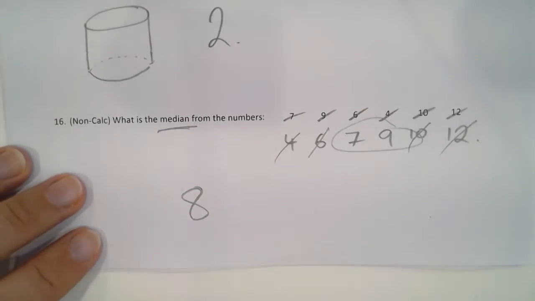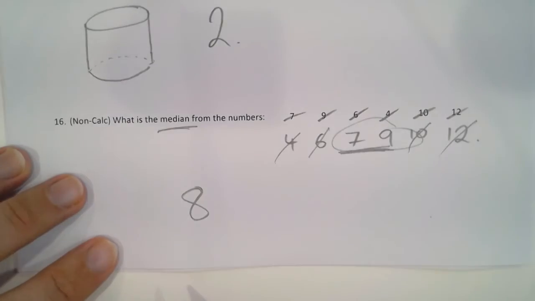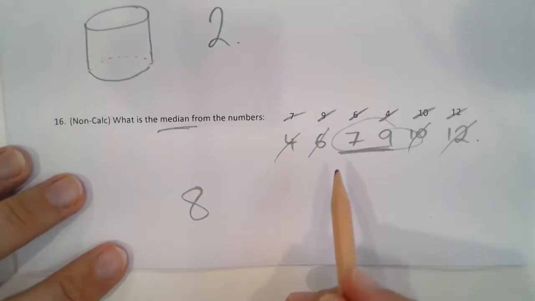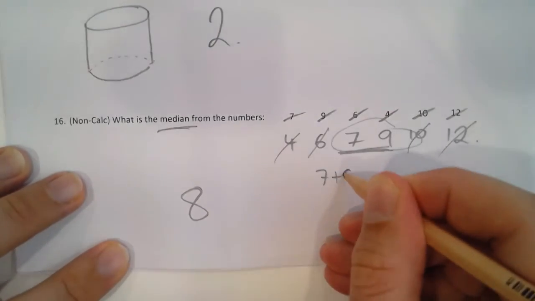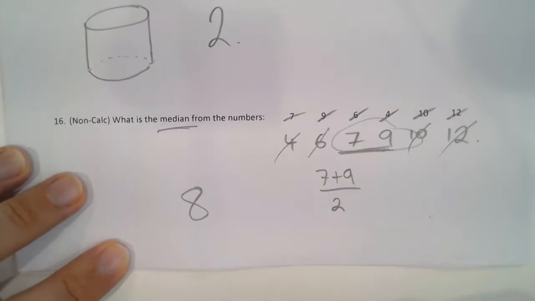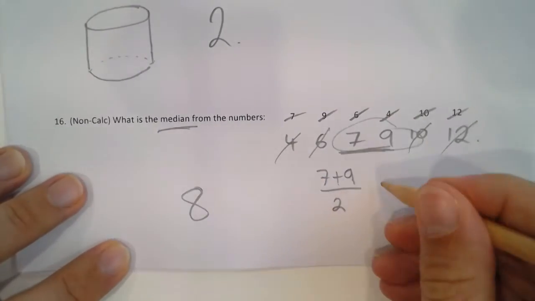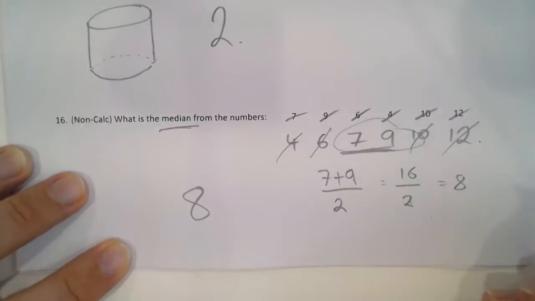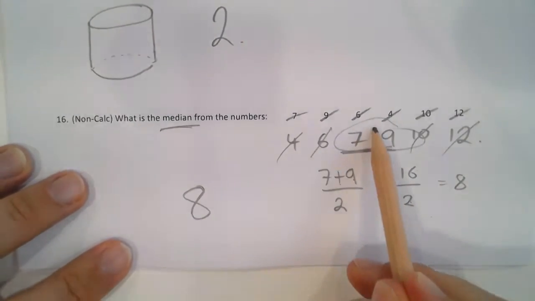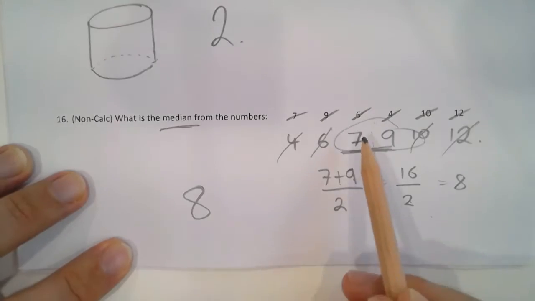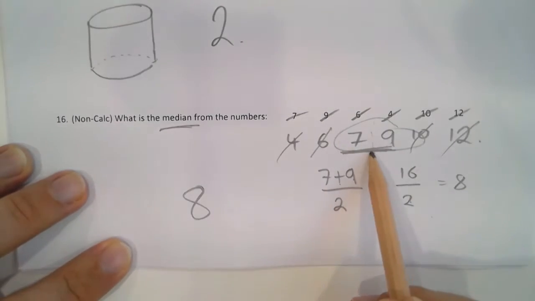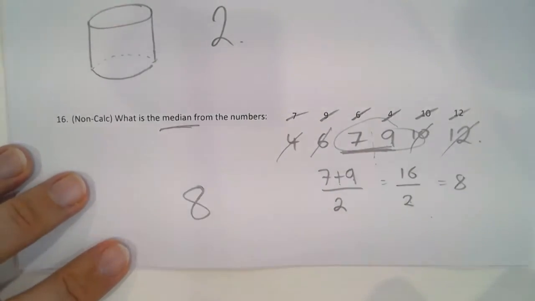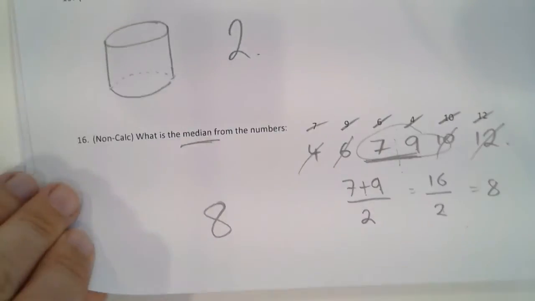Now, if these numbers were horrible numbers and you needed to find the middle, the actual maths you need to do is add them together and then divide by 2. 7 plus 9 is 16, and 16 divided by 2 is 8. So here it was obvious that the middle was 8. If it wasn't obvious, add these together and divide by 2, and it will always give you the middle number.